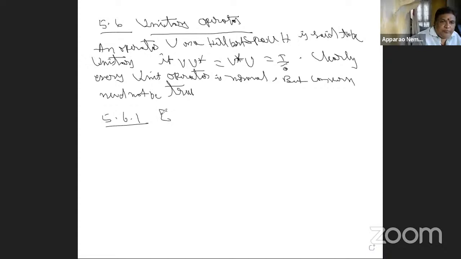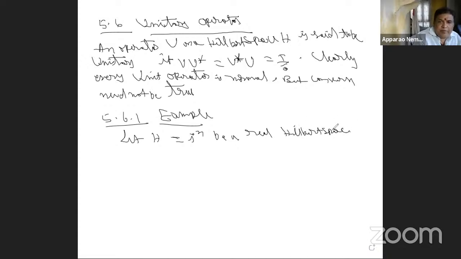5.6.1 Example. Let H equal to R^n be a real Hilbert space with the inner product of x comma y equal to the sum over i equal to 1 to n of x_i y_i.